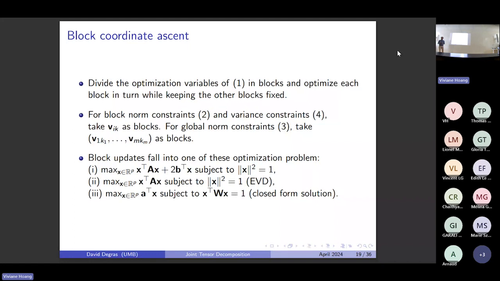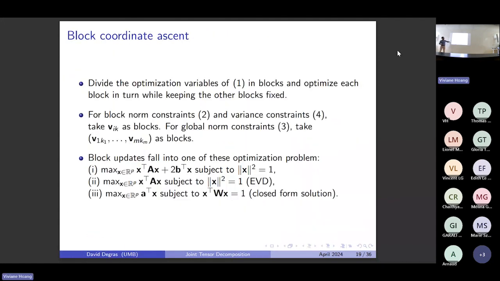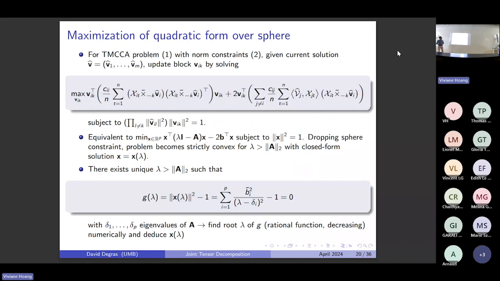And so to tell you just a few words about the type of optimization problems that we're dealing with, there's really 3 different types of problems. This first one here is maximizing a quadratic form on a sphere. The second one is just a typical eigenvalue decomposition. And the last one is a linear problem with some kind of elliptical constraint. It has a closed form solution. So I will dwell a little bit on that first one, which is maybe the most interesting.